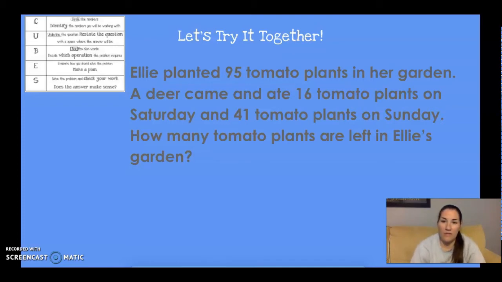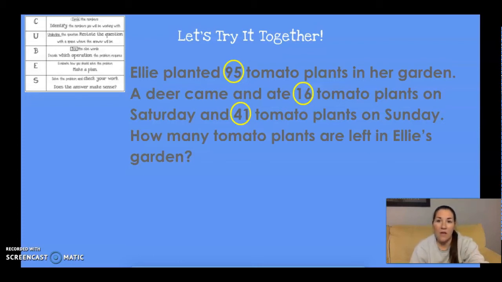And if you remember, the first step was to circle the numbers. So I want you to think about what numbers you would circle within the story problem. And when you're ready, you can keep going. So the numbers I found were 95 for the tomato plants that she planted, 16 for the ones that got eaten on Saturday, and 41 for the plants that got eaten on Sunday. So 95, 16, and 41 are going to be our important numbers for the story problem.